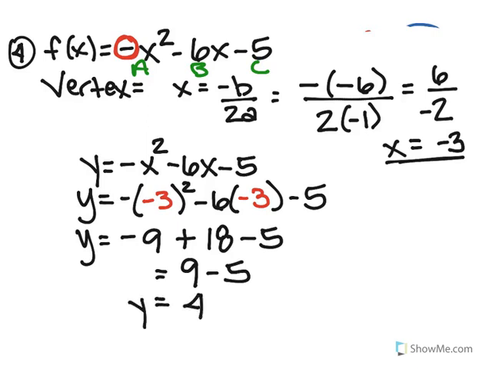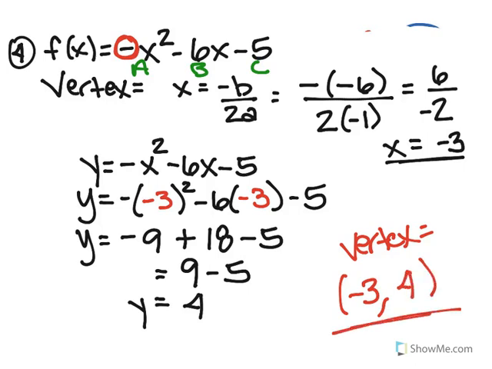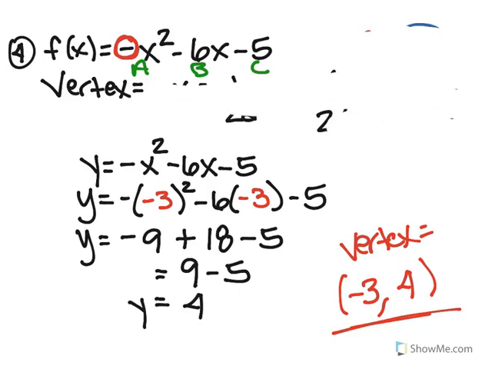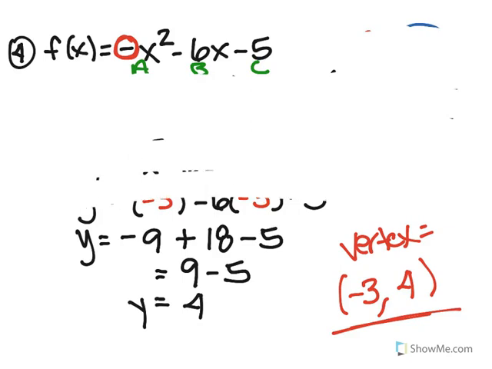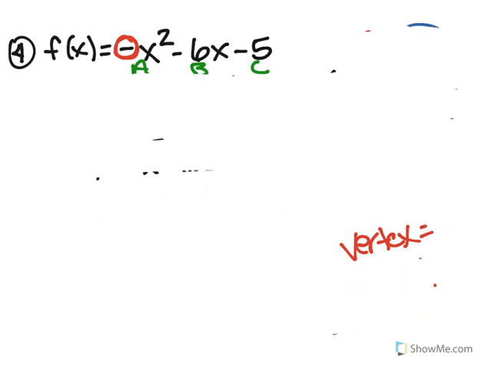So its vertex, the x coordinate we found to be negative 3, and the y coordinate we found to be positive 4. So that's where we're going to open up at, negative 3, positive 4. Okay. Now let's find my intercepts. X-intercepts, and then we'll look at y-intercept.